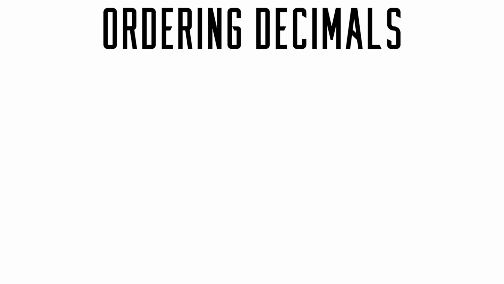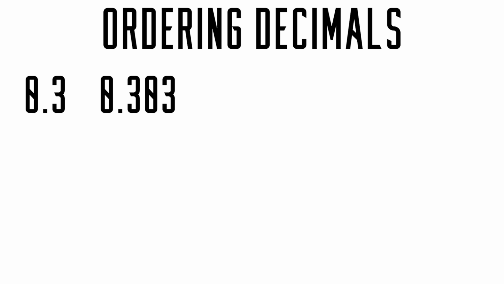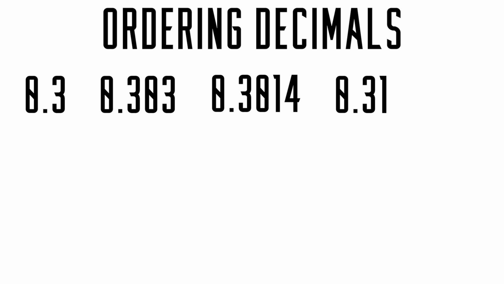It can be quite difficult to order decimals in terms of their size, especially when we have lots of digits after the decimal point. For example, if we are asked to order the following numbers from smallest to largest: 0.3, 0.303, 0.3014, 0.31 and 0.316. It can be tricky as they do look similar to one another.